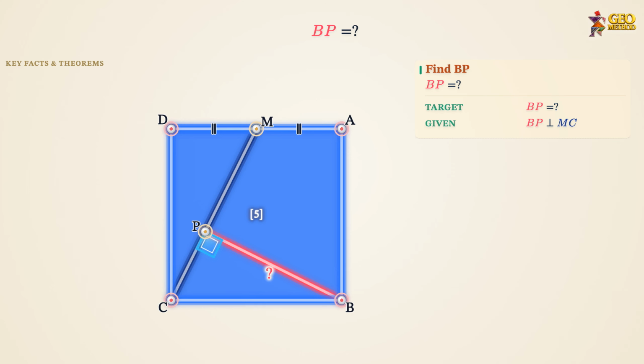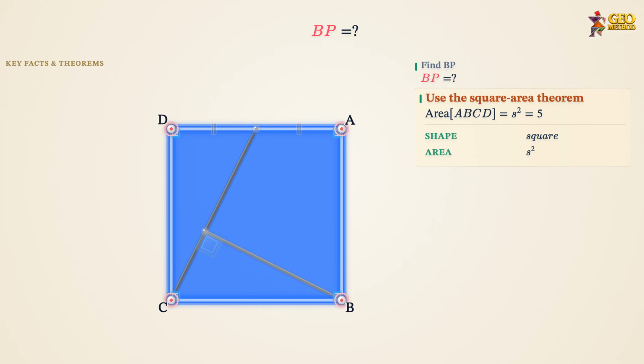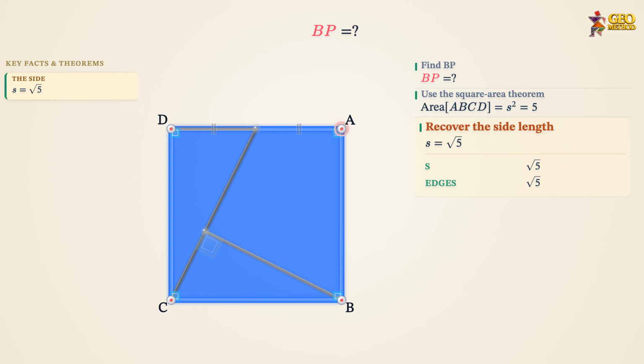Use the square area theorem directly. If S is the side length, then the area of the square equals S squared. Since the given area is 5, S squared equals 5. A length is positive, so S equals the positive square root of 5. Every side of the square now has that length.